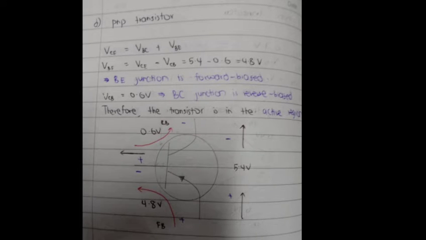For D, same as A, it is a PNP transistor. For this question, we need to find the voltage between B and E. To find VBE, we use the formula VCE minus VCB, which is 5.4 minus 0.6, equals 4.8 volts, and it is forward bias. For the voltage between C and B, the value is 0.6. It is positive, so we know it is reverse bias. In this case, we have one reverse bias and one forward bias, so it is the active region.